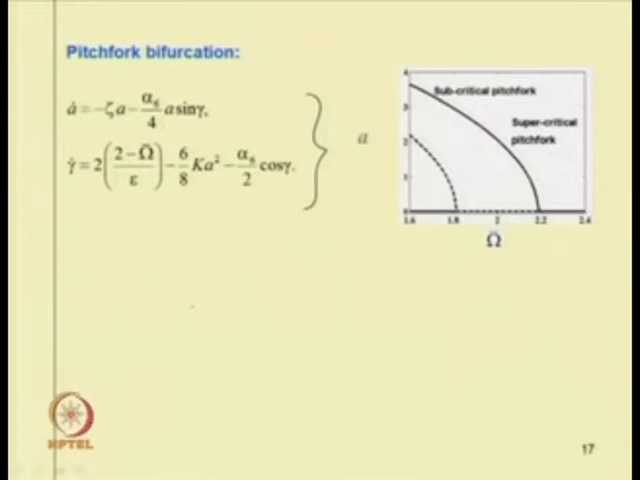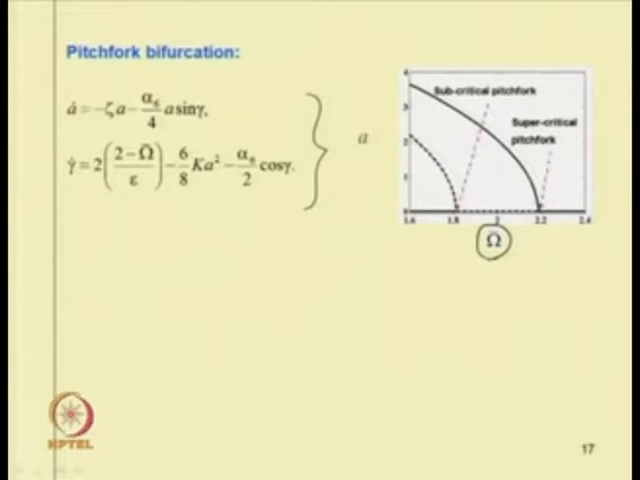So, by changing the control parameter, in this case omega bar, one can observe that up to 1.8 the trivial state is stable. After that the trivial state is unstable, and here we also have one non-trivial state which is unstable, and at 2.2 the trivial state becomes stable again, and we also have another branch of non-trivial state which is stable.